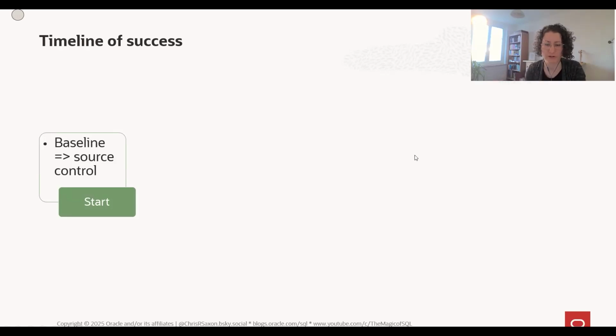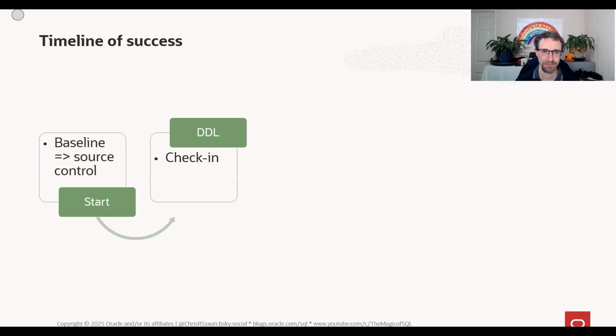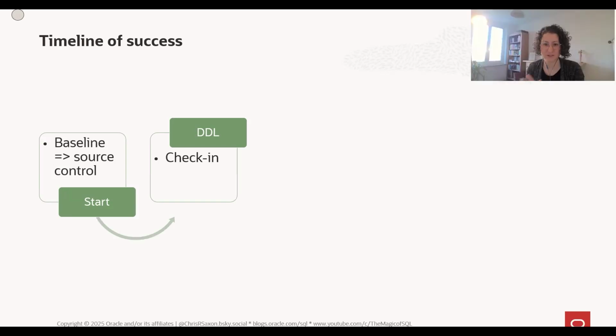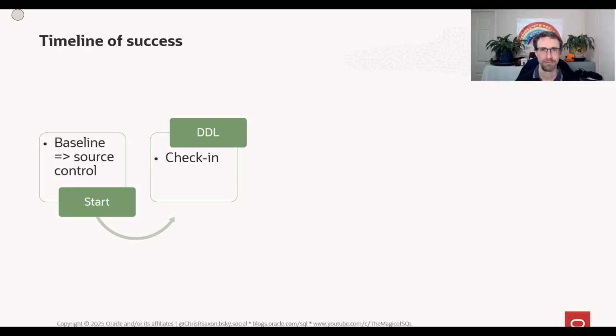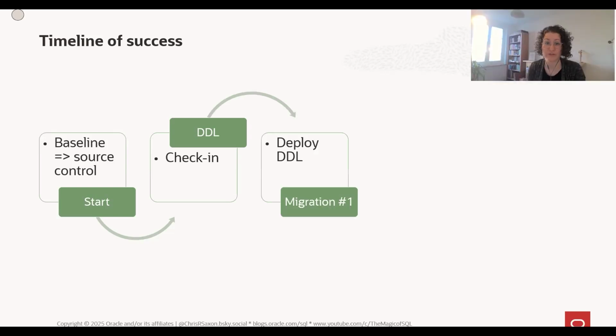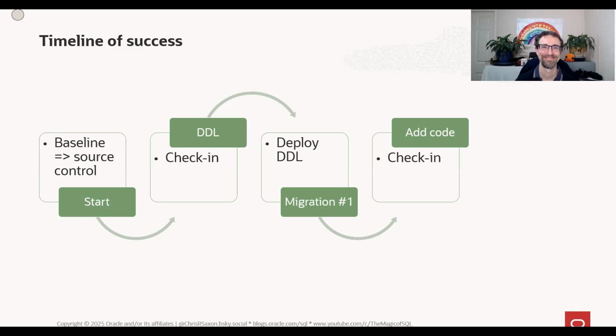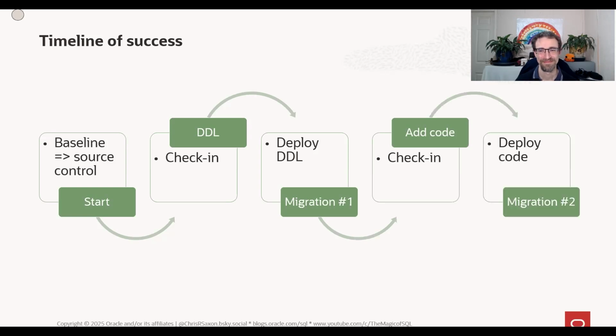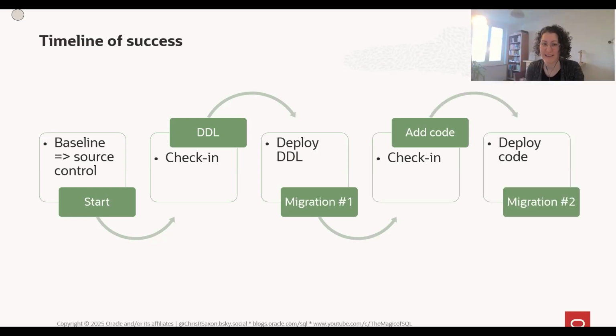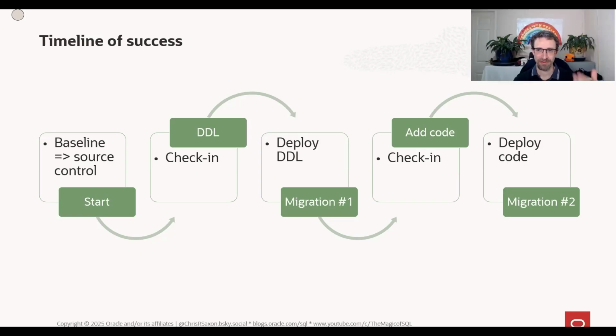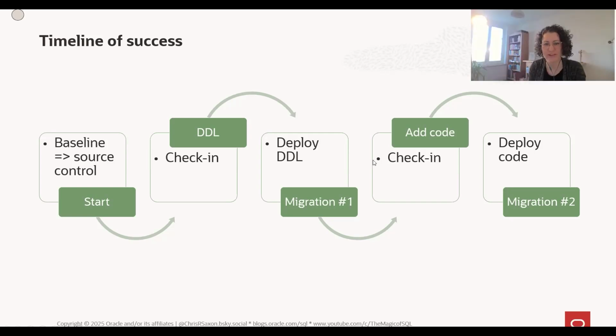So we have the starting line. Then we're checking in the DDL as a first migration into source control and then executing it as a first migration. And if this went well, we can then continue with checking in the additional code changes that you did and deploy those in a second migration. Okay. So we just kind of got this continuous process where we're adding it, migrating it, checking in, migrating it. Yeah, always small parts at a time and then doing the migration.